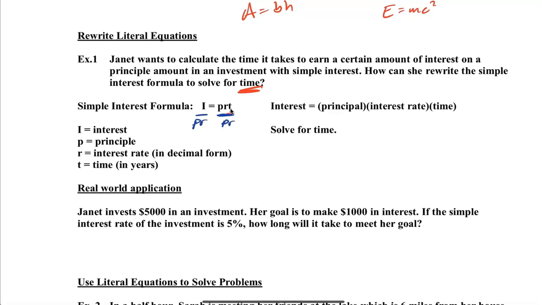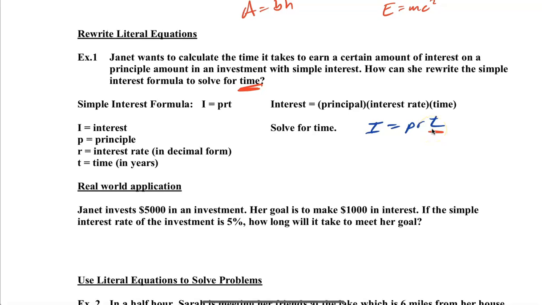If you do that, I should do it over here. I equals PRT. I want to get T by itself. That's my goal. I want to get rid of the PR, and right now PR is being multiplied by time. So to get time by itself, let's do the opposite. Let's divide both sides by PR. And basically, don't freak out. On this side, they all cancel out. On this side, you can't do anything. They're all variables, so you just leave it.